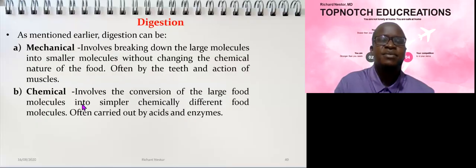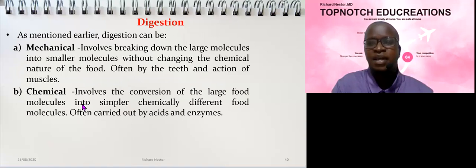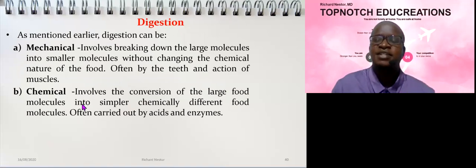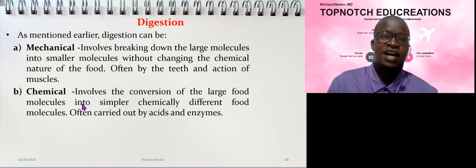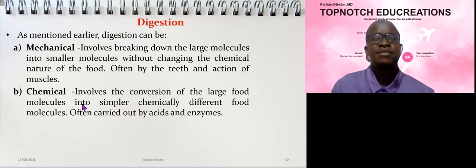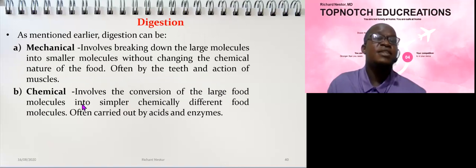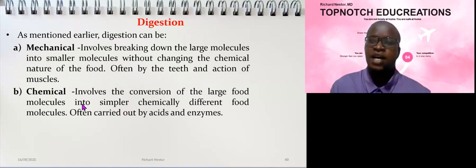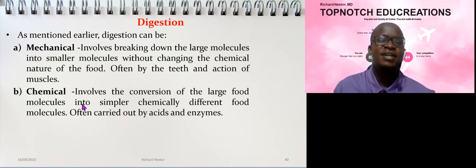And at the same time, remember, digestion can be either mechanical or chemical. Mechanical digestion is also what we refer to as physical digestion. And this basically involves the breakdown of the large molecules into smaller molecules without changing the chemical nature of the food. This is largely achieved through the action of the teeth in the mouth and also through the action of the muscles which make up the alimentary canal.